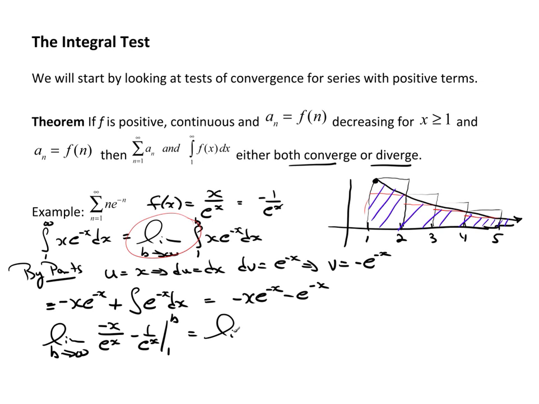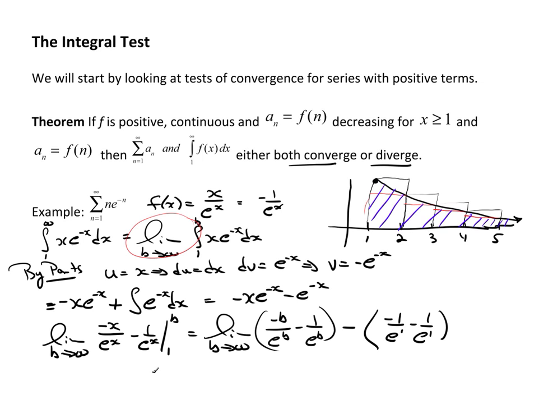So this equals the limit as b goes to infinity of, what do I have here? I have a negative b over e to the b, minus 1 over e to the b. That's the first part. Minus, I need this whole thing evaluated at 1, which would be a negative 1 over e to the first minus 1 over e to the first. Now, in the limit, this clearly goes to 0.